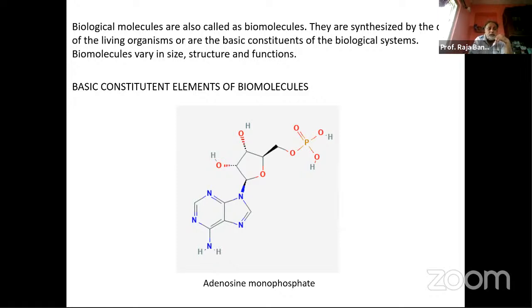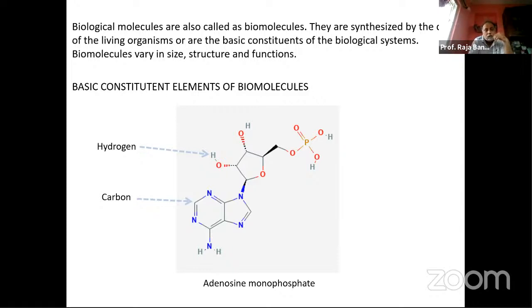And if we consider the basic constituent elements of these biomolecules, we find that they are mostly organic compounds, and based on the classification of organic compounds and their structure, the basic constituents are carbon and hydrogen.